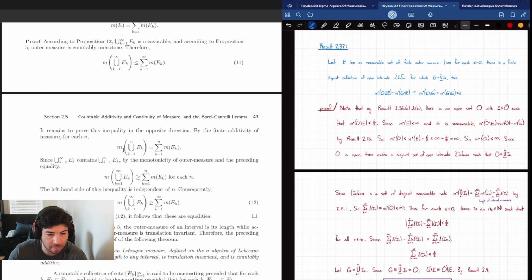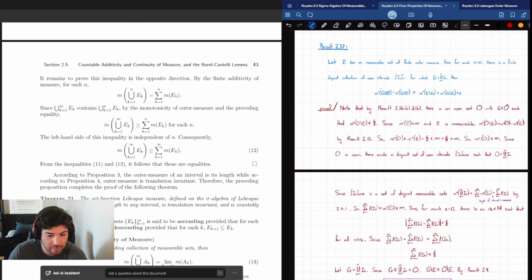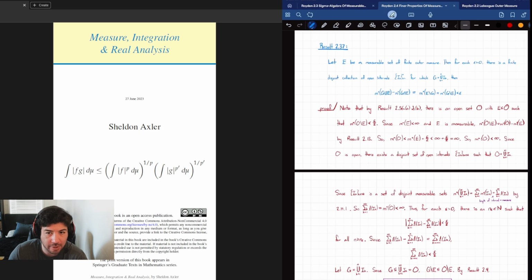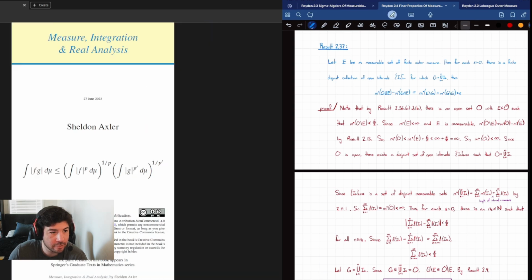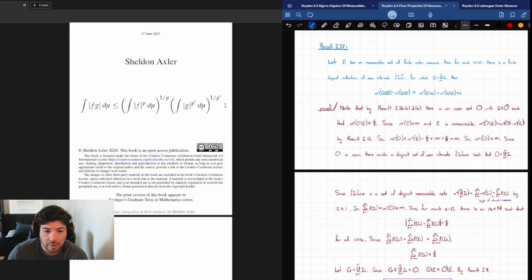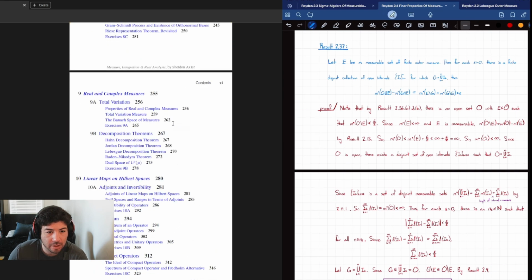So you're already going through measure. There's another book that's very similar to the notation you use. This is the book that I used when I first learned measure theory, when I took this class. It's this book.